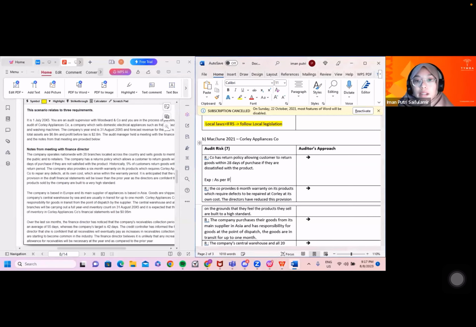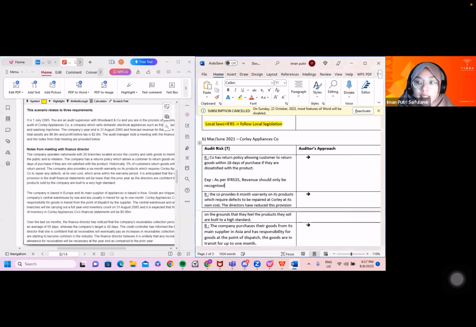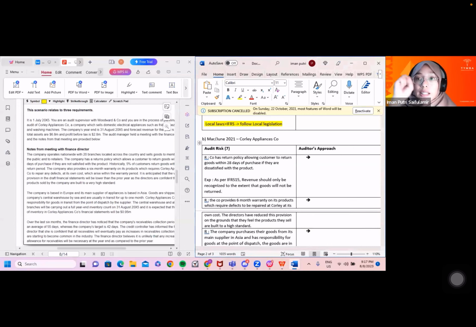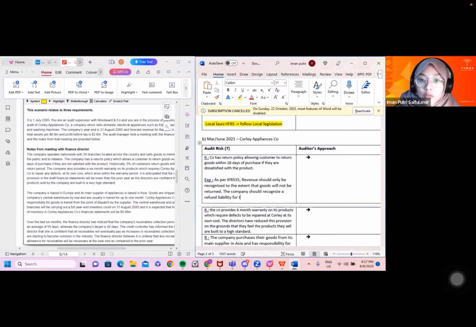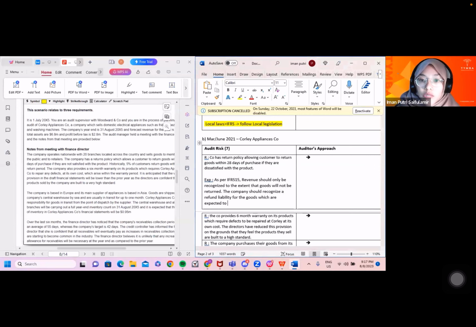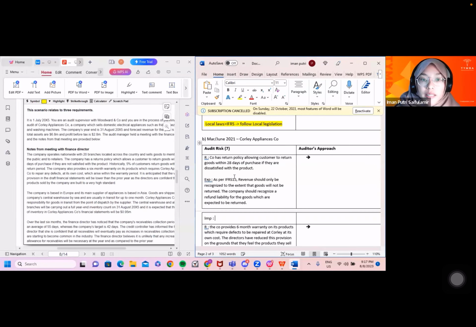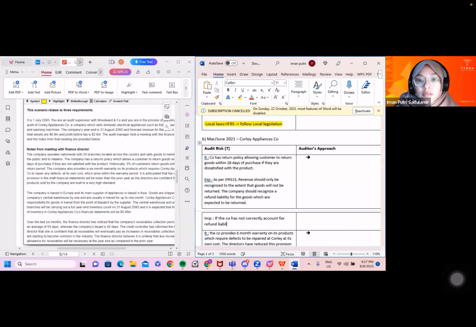So basically, as per IFRS 15, revenue should only be recognized to the extent that goods will not be returned, basically to exclude the refund liability. The company should recognize a refund liability for the goods which are expected to be returned. So the implication is if the company has not correctly accounted for this, then the revenue may be overstated and the refund liability may be understated.